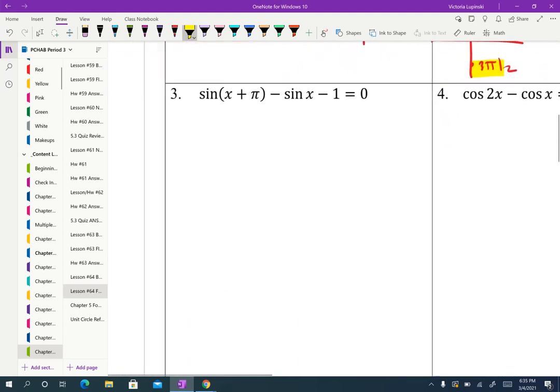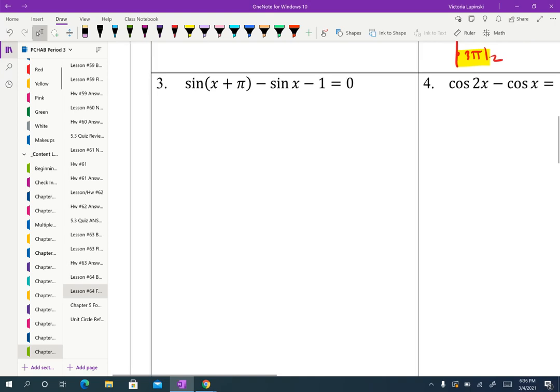So take a look at number 3, the sine of x plus pi minus sine of x minus 1 equals 0. Hopefully, jumping out at you here is the sine of x plus pi. And of course, you're going to think of this as the sine of u plus v. Let me make that a little more V-like. I know, U's and V's, terrible letters. I don't know who decided to pick two that are so similarly shaped, but I don't make the rules, I just follow them.